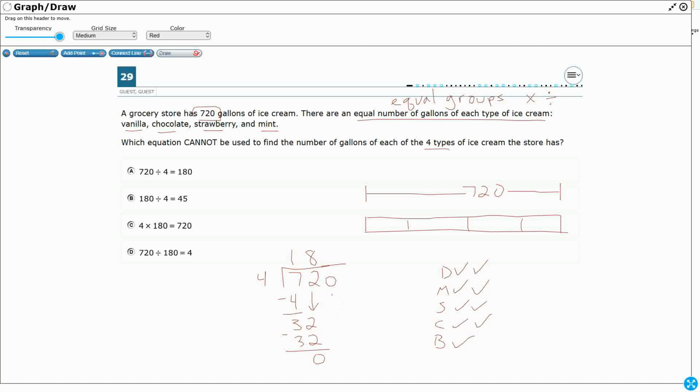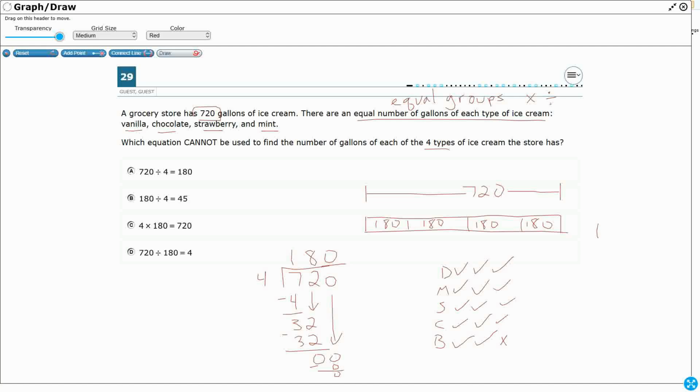Yes. Bring down. It might seem silly, but there's a big difference between 18 and 180. And we need to divide all over again. 4 goes into 0 0 times. 0 times 4 is 0. 0 minus 0 is 0. That's obviously smaller than 4, and there's nothing left to bring down. So if we had anything left, that might be a remainder. In this case, we don't have a remainder. So we can say there are 180 in each of these.